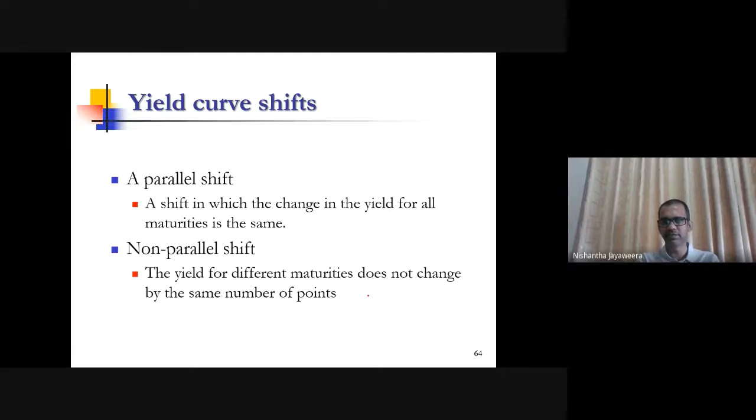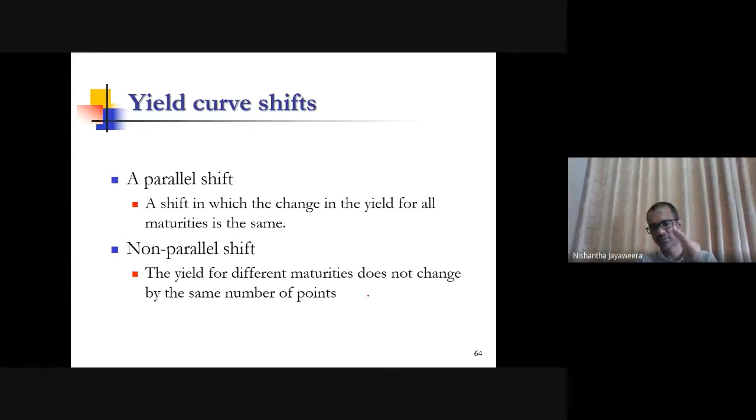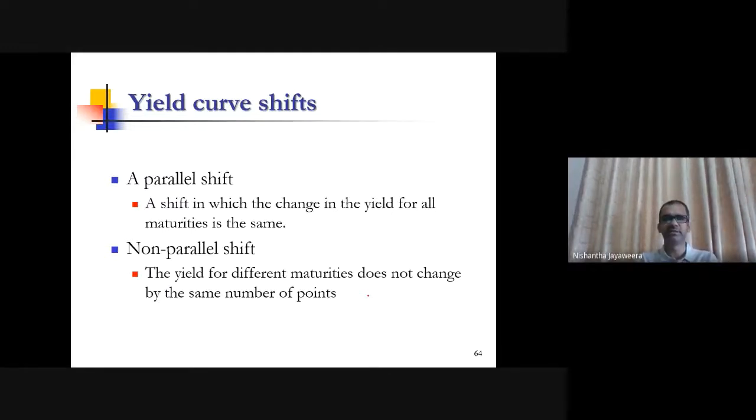Then when we discuss changes or shifts in the yield curve, one is a parallel shift. That means for each and every time to maturity, yield increases or decreases by the same amount. So the curve shifts upward or downward by exactly the same amount, and the old yield curve and the new yield curve are two parallel lines. But in a non-parallel shift, yield changes in different maturities by different amounts.